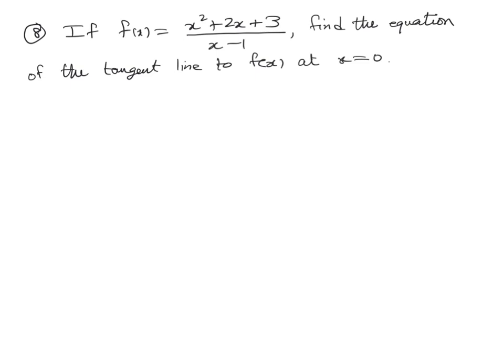One more example. If f of x equals x squared plus 2x plus 3 over x minus 1, find the equation of the tangent line to f of x at x equals 0. So first of all, I want the equation of a tangent line. The equation of any line is going to be, for example, y equals mx plus b. Now, I don't have to actually have this version, but this is one of those versions. I could do it as a translation instead of as a slope-intercept. But I think this is actually going to be the most convenient way to do it.